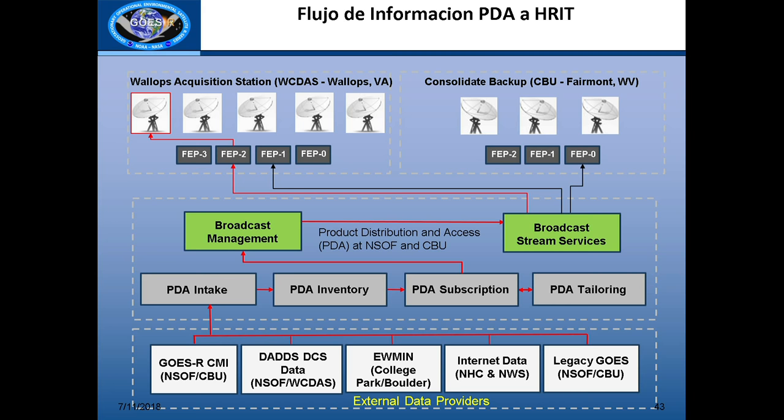So the PDA then provides the products to the front-end processor at Wallops, and that's where the broadcast is actually created and then streamed up to the satellite for retransmission. We have a processing stream that's indicated by this diagram, where the products come in and are distributed by the PDA, and the broadcast management distributes to the broadcast stream services and the front-end processor for uplink to the satellite.